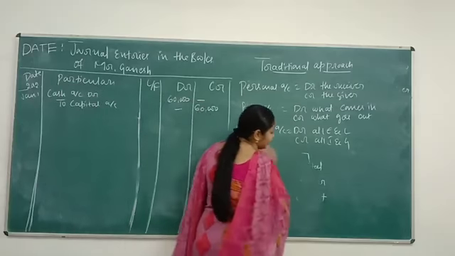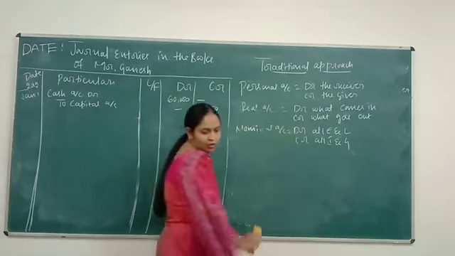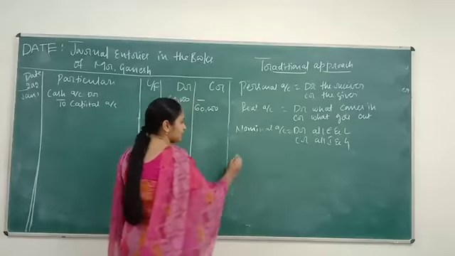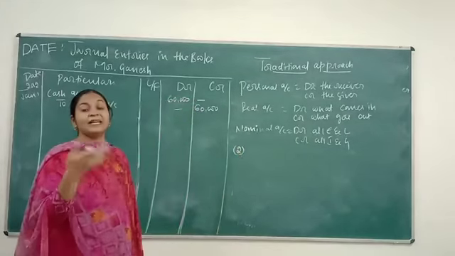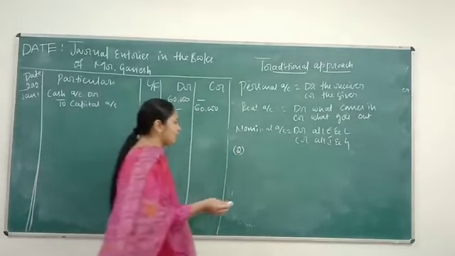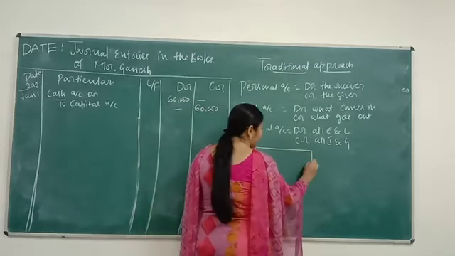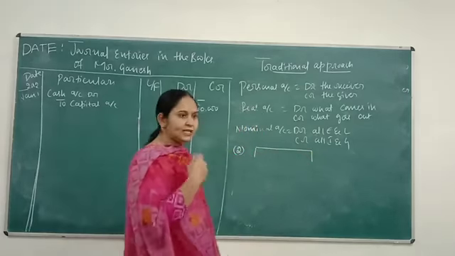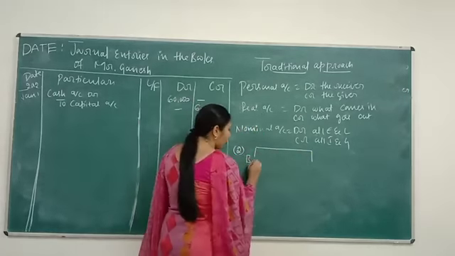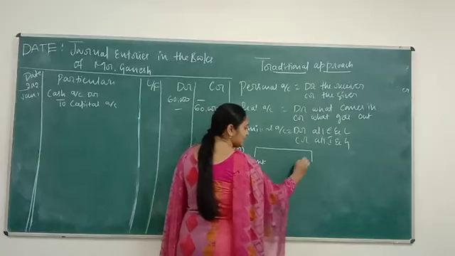What is the second transaction? Paid into bank rupees 20,000. Okay, paid into bank. He is paying money into the bank. So what is happening? What is the take aspect? What business? Who is taking the money? Bank. What is the give aspect? What the business is giving?